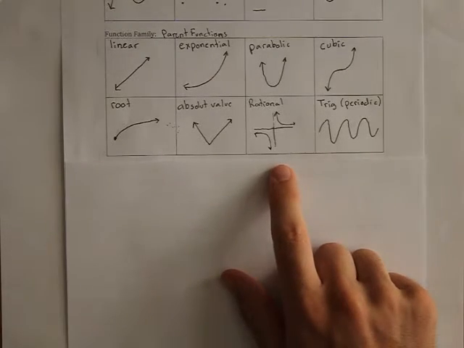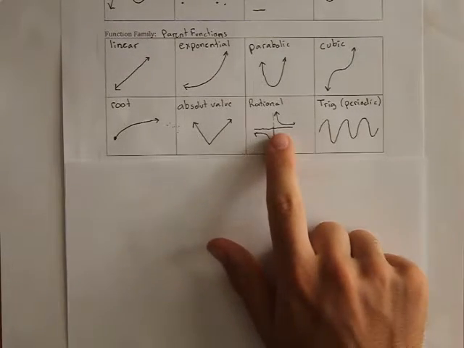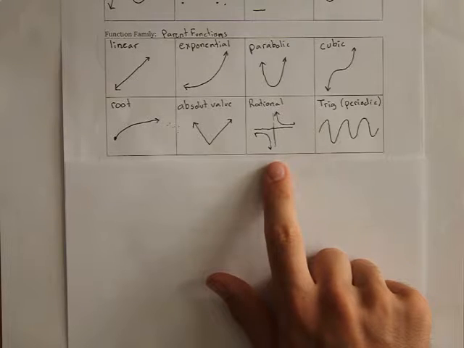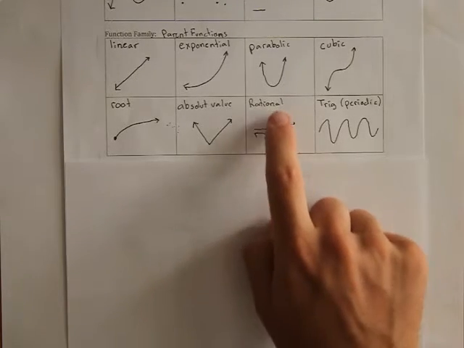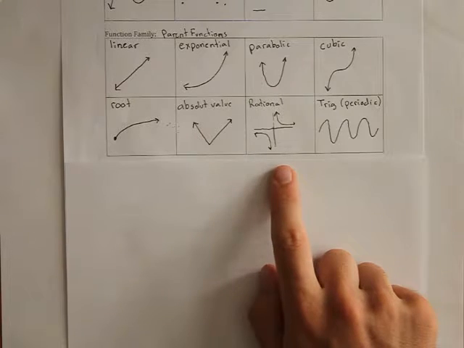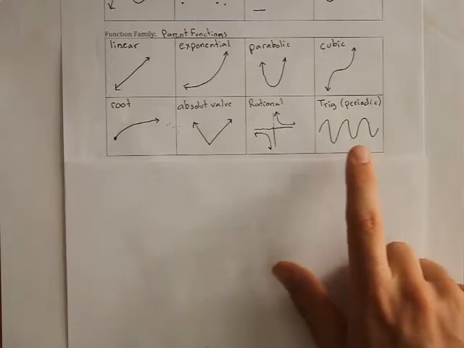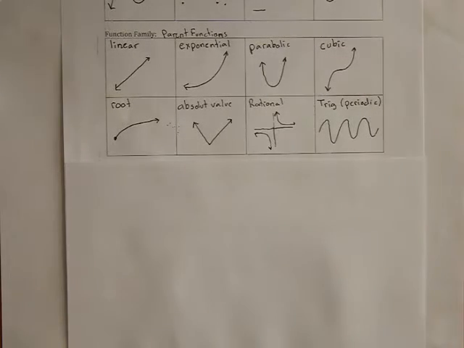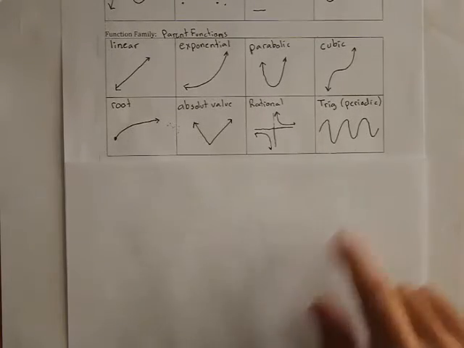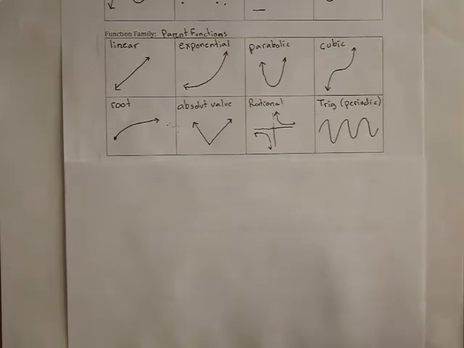But anytime you have x on the bottom of a fraction, you're going to get this weird effect with asymptotes, which, if you don't recall, is when a line approaches or the curve approaches a line but doesn't cross it. This actually has an asymptote on each axis right here. And then finally, the trig functions are periodic. So this is your sine, cosine, tangent. Anything that's cyclical in nature, goes up and down, ocean waves, sound waves, light waves, anything that's periodic in nature can be modeled using these trig functions.